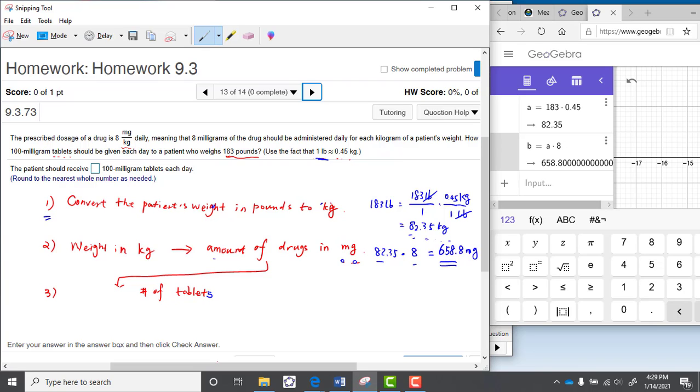Now we're going to use this amount to figure out the number of tablets. One tablet is 100 milligrams, so we just need to figure out how many 100 milligrams are in 658.8, so we need to do a division. We take the 658.8 milligrams and divide by 100.